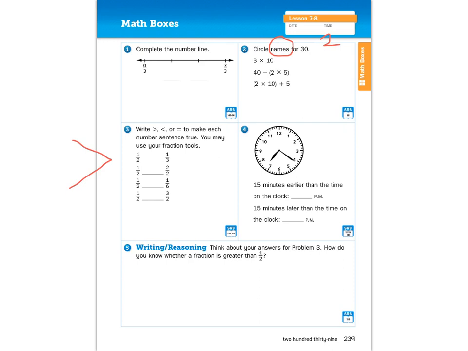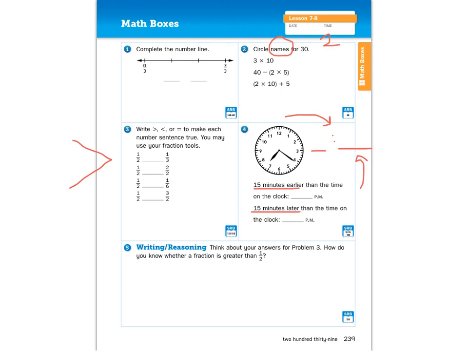And then we have over here 15 minutes earlier than the time on the clock. So I would go ahead and try to figure out what time it is on the clock. And then we want to know 15 minutes earlier. And we also want to know 15 minutes later. And both of those are referencing the time on the clock. So figure that out first, and then you can figure out your two problems there.